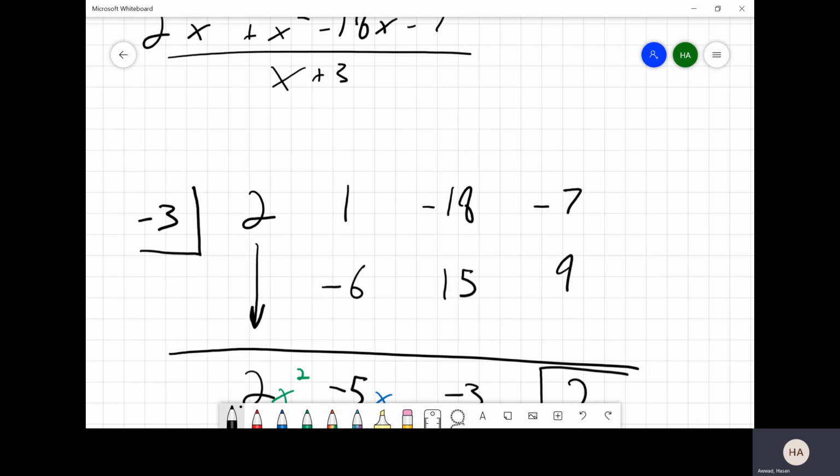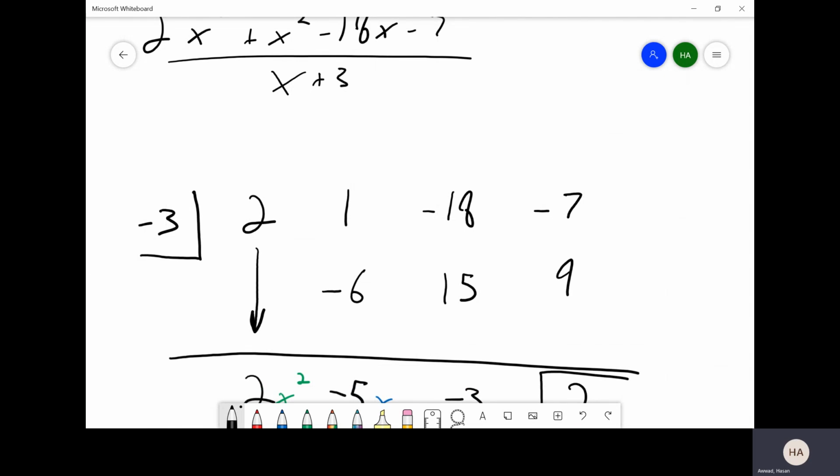It's much, much, much shorter and much, much, much easier than long division. But the thing is that it comes with the caveat that you can only use this method when you have x to the first power up here.